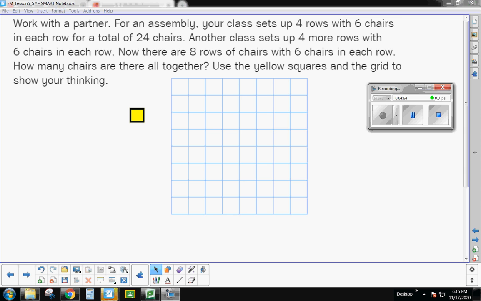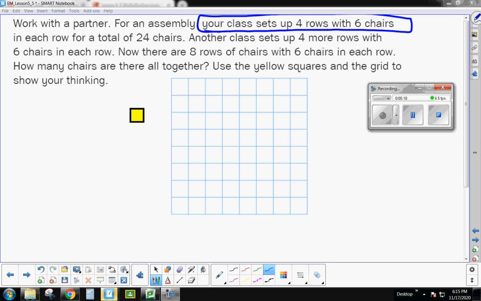If you're doing this in class, we would use our little tiles, but here's what I want you to do at home. You have whiteboard or paper in front of you. I want you to show the first class. Your class has 4 rows with 6 chairs in each row. Draw an array for that, and then draw another array for the other class that has 4 more rows with 6 chairs in each row. Go ahead and pause the video and draw that out for me.